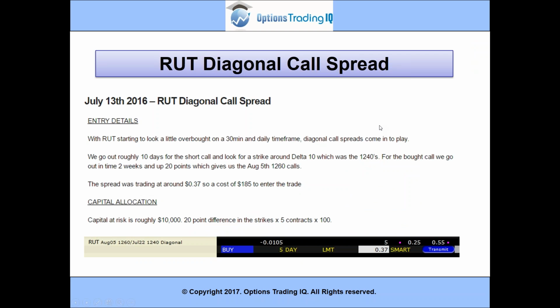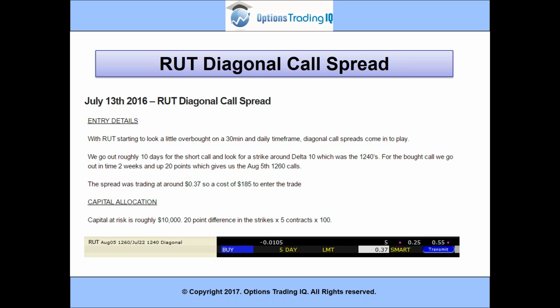Okay, so back to Russell, got one other example on the Russell. So this one was July 13th, 2016. Russell, again, looking overbought on the 30-minute and the daily time frame, so diagonal call spreads come into play. We go out roughly 10 days for the short call and look at a strike of around delta 10, which was the 1240s. For the bought call, we go out 2 weeks in time and up 20 points, which gives us the August 5th 1260 calls.